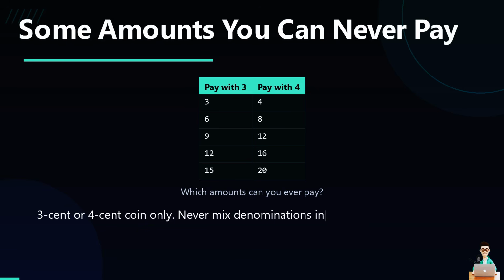Some amounts are simply impossible to pay with these coins. This machine takes only 3 cent or 4 cent coins, and every payment must use just one type. So you can pay 3, 6, 9 or 4, 8, 12 once. What's the fifth amount you could ever pay?